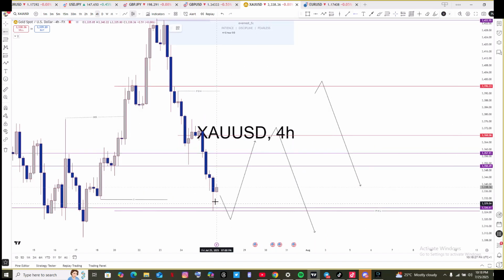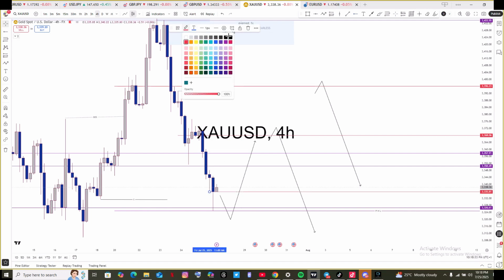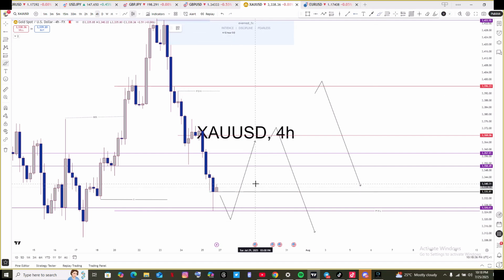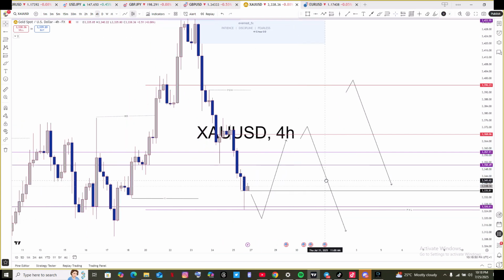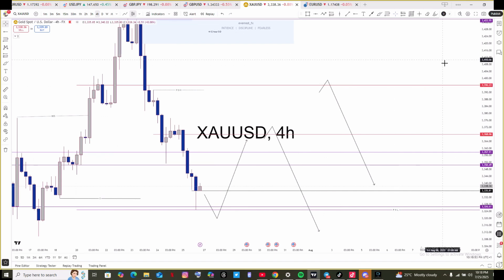Gold is already reacting to this place. This 4-hour level. The market might do this, just open from here, tap into this place, and zoom. That's the market for you. So I'll be expecting buy to sell on gold next week.